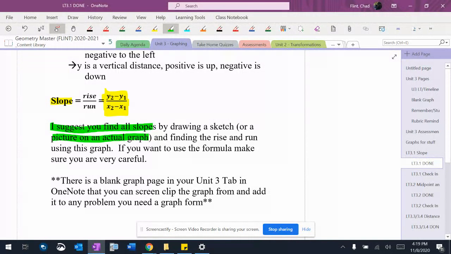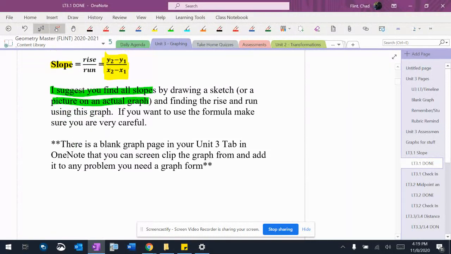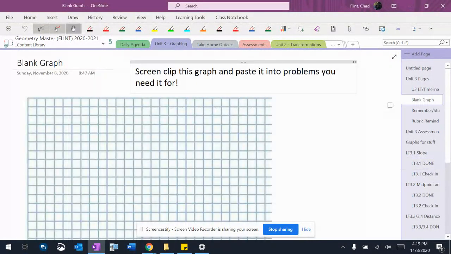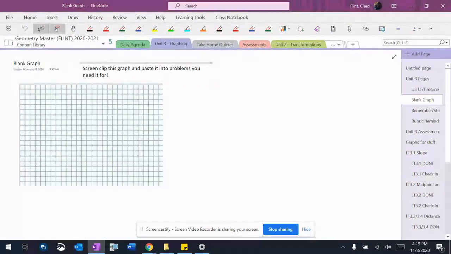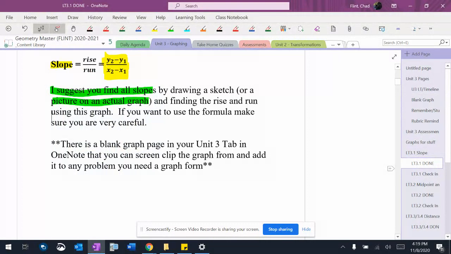We're going to need to be able to do this for a lot of different things throughout the unit. I do have a blank graph page in your menu up here. It's called blank graph, and it just has a graph in here. And what you can do is screen clip that graph and paste it into any problem that you're trying to do if there happens to not be a graph there.